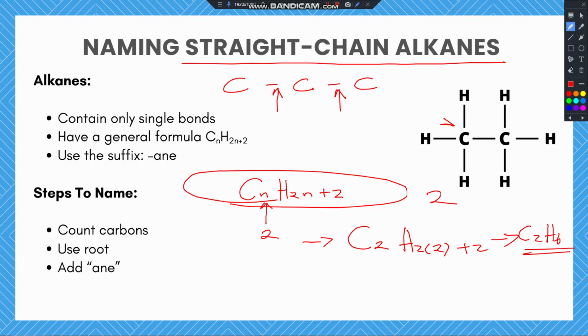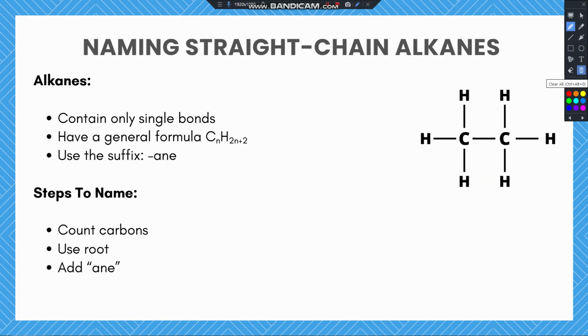And you can see the structure over here. How many hydrogen atoms do we have? 1, 2, 3, 4, 5, and 6. How many carbon atoms do we have? 1, 2. So that corresponds to this molecular formula, C2H6. So they have only single bonds, they have this general formula, and they use the suffix ane. In other words, when you see any organic compound having a name that ends with the suffix ane, it automatically tells you that that is an alkane that you're encountering.